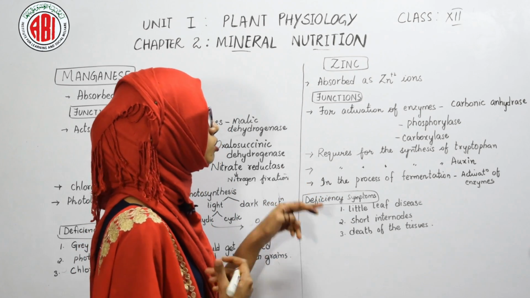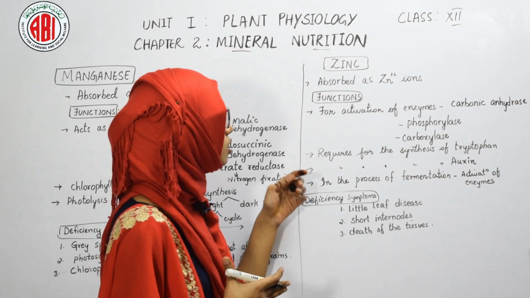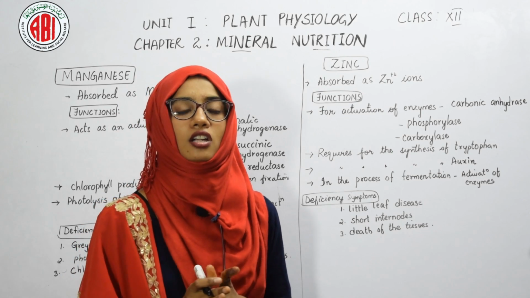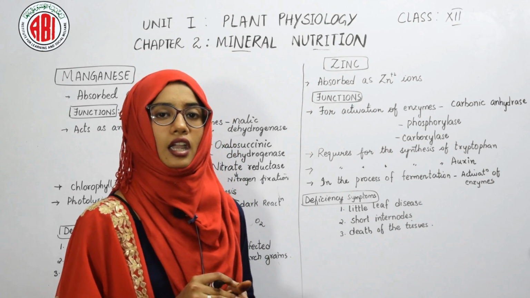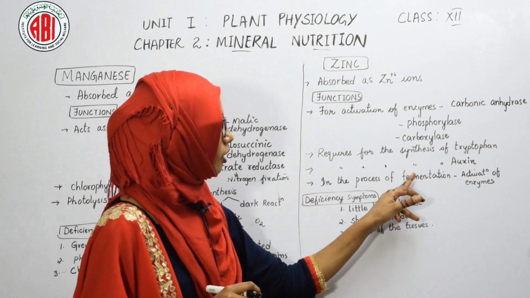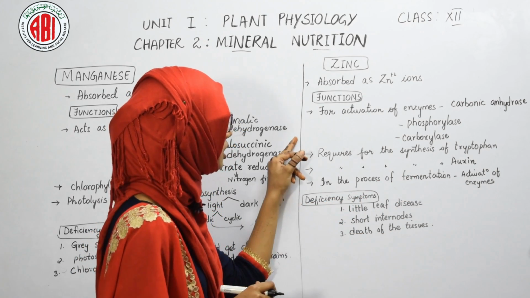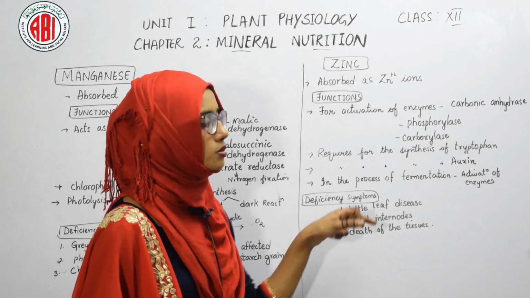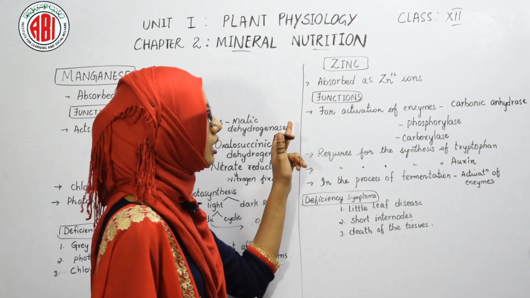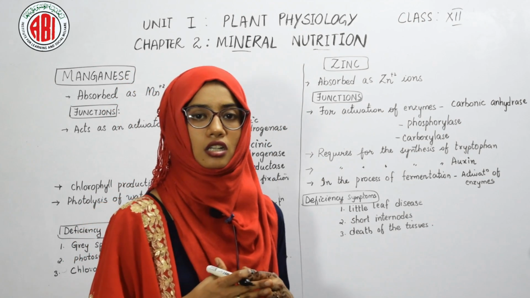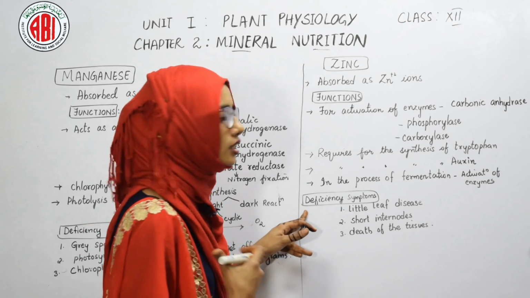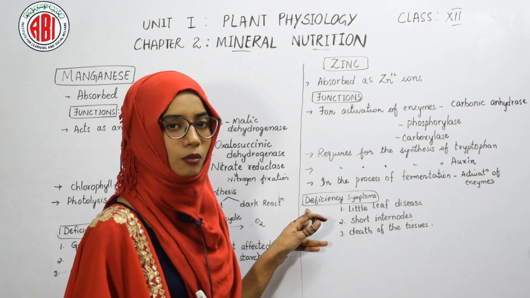Zinc is an element which is also required in the process of fermentation. It activates certain fermenting enzymes, and those fermenting enzymes are going to carry out the process of fermentation. Therefore zinc is an element which helps in the activation of fermenting enzymes also. Now when this zinc is not present in enough amount in the soil, then what are the deficiency symptoms that we can see in the plant?